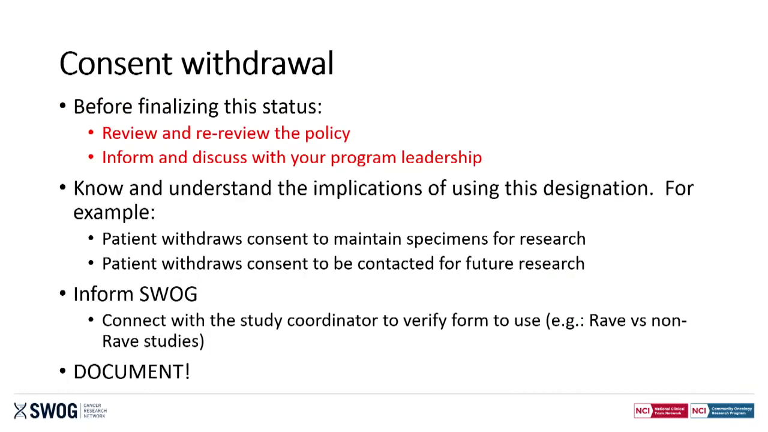Before you finalize the status for consent withdrawal, again, check the policy, look at the definitions, find out what documentation has to be in place for this to happen, and make sure your program leadership is aware that you have a patient withdrawing consent. There are folks that are tracking things like regulatory and IRB linkages and how many patients are in study, because if an amendment comes out or some safety notice, we have to be sure we know who to notify.